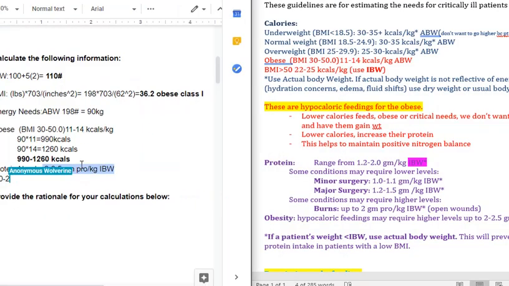Focusing on these energy needs, we're using ideal body weight. IBW, yes. So that's 90 pounds. I mean 110 pounds. 110 pounds, yeah. IBW, yes.